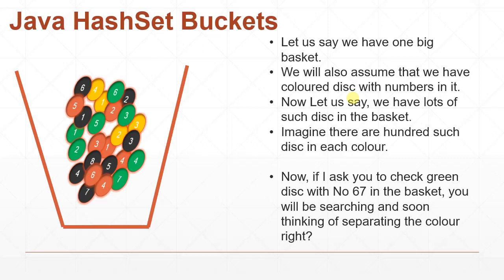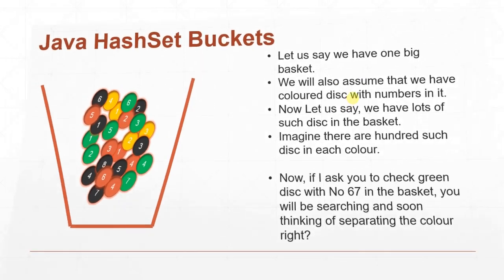So you'll be thinking of categorizing by color in a separate basket, or you will be picking the green disks from this basket and keeping them somewhere else. Then after that you will be checking for disk number 67, right? So that's what we will do. All right.